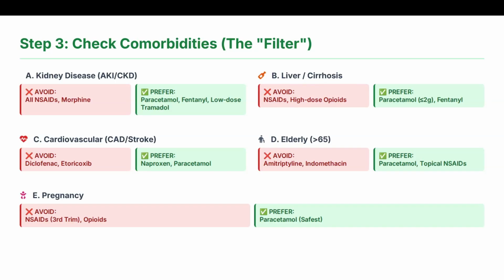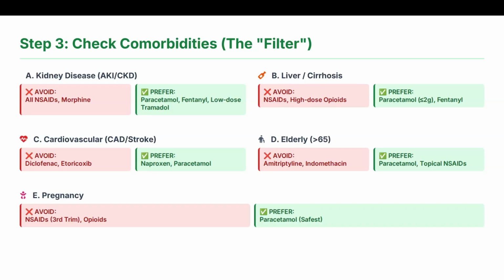In liver disease or cirrhosis, avoid NSAIDs and avoid high-dose opioids. Even for paracetamol, it is only up to 2 grams per day. We can give fentanyl. In the elderly, more than 65 years, try to avoid amitriptyline because it can cause delirium as well as urinary retention and other muscarinic actions. Also avoid indomethacin, as it has a high potency to cause acute kidney injury. Paracetamol is always preferred.